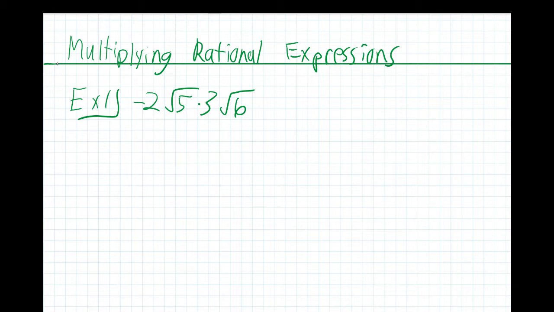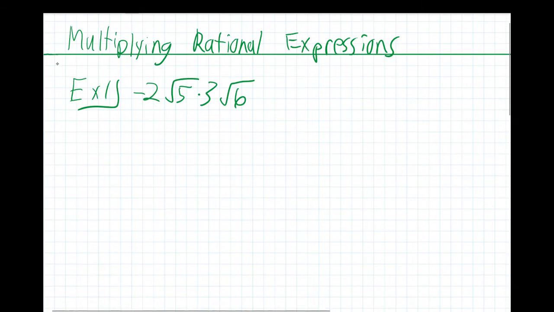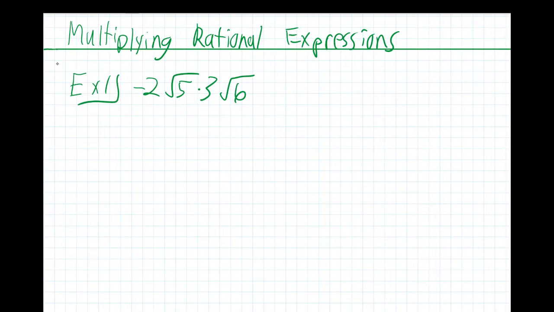So, our next lesson will be on multiplying rational expressions. So, when multiplying rational expressions, if there's any number out in front of our root, we want to multiply them together. So that's -2 times 3 there. We are getting -6. Now, we multiply our square roots together.